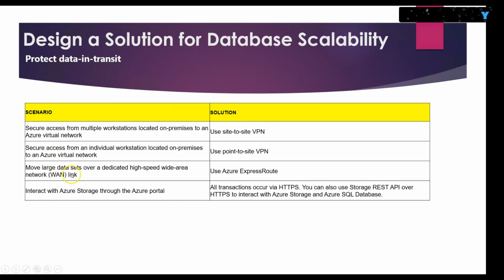And also, if you're trying to access over a high-speed wide area network, then you should be looking at Azure ExpressRoute. And for integrating with Azure storage, you should enable HTTPS with the REST API, or use HTTPS to interact with Azure storage and SQL databases. So these are the possible scenarios that you have to protect with data in transit.